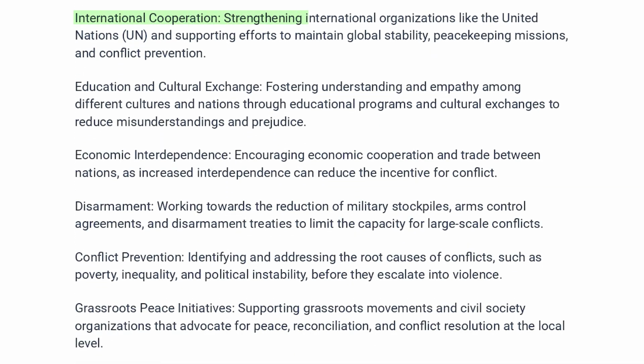International cooperation. Strengthening international organizations like the United Nations, UN, and supporting efforts to maintain global stability, peacekeeping missions, and conflict prevention. Education and cultural exchange. Fostering understanding and empathy among different cultures and nations through educational programs and cultural exchanges to reduce misunderstandings and prejudice. Economic interdependence, encouraging economic cooperation and trade between nations, as increased interdependence can reduce the incentive for conflict.